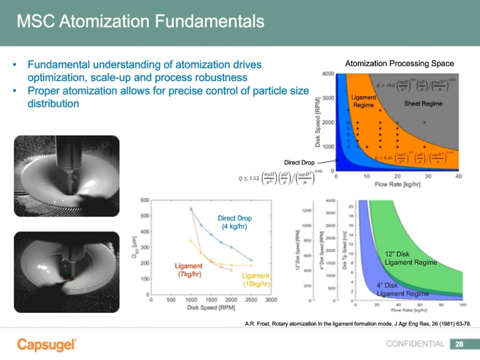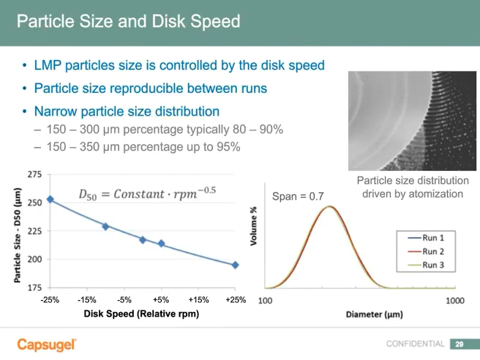The key here is to show that this is something that we look at very directly. It's tied to the science of scale and understanding how the process works. And this really drives de-risking from early feasibility all the way through phase three and beyond. I did want to show a couple real-world examples of the MSC process in terms of particle size and reproducibility.